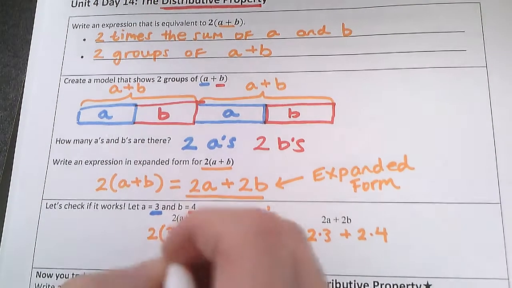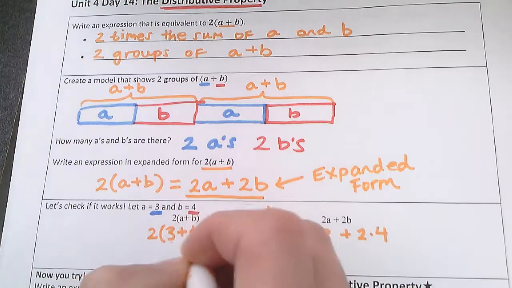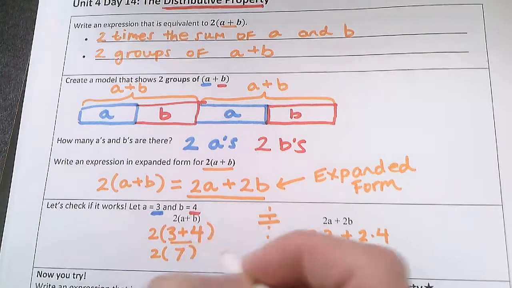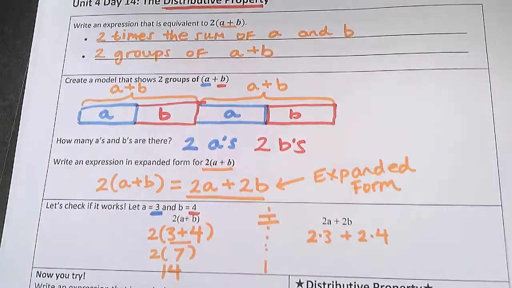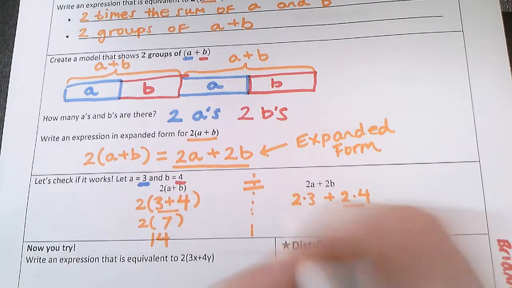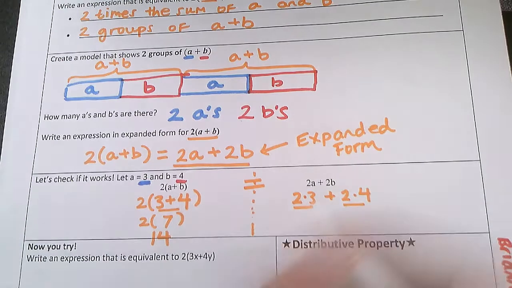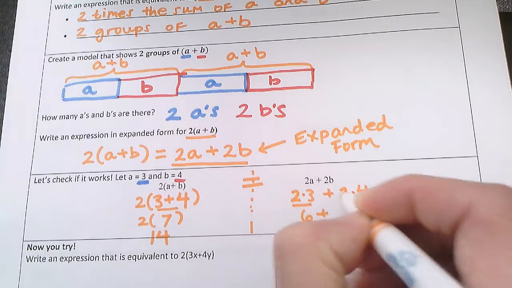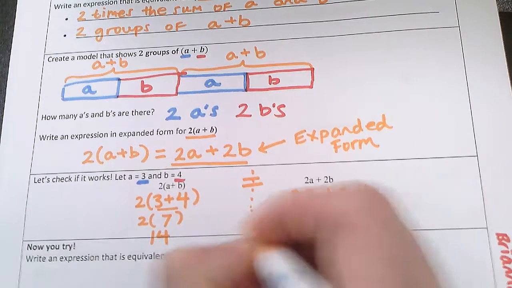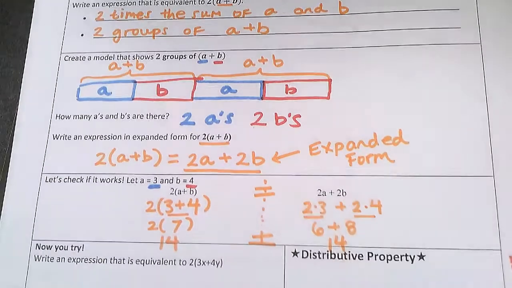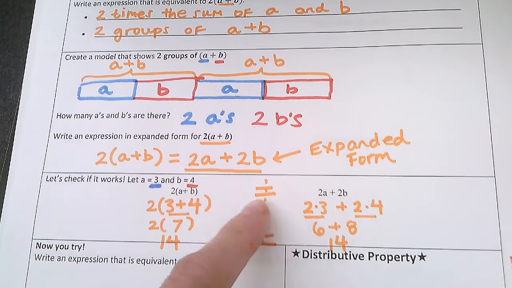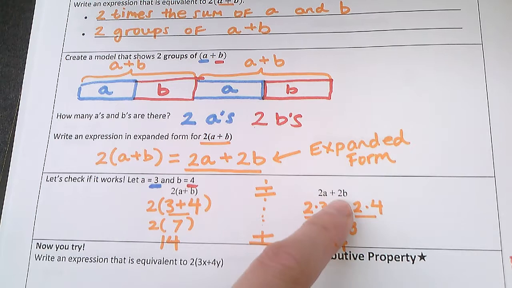Let's see what we got. 3 plus 4, you do the parentheses first. Remember, PEMDAS. 3 plus 4 is 7. So this would be 2 times 7. That gives us 14 on this side. Here, PEMDAS means we do multiplication first, so we would do the multiplication before the addition. 2 times 3 is 6 plus 2 times 4 is 8. 6 plus 8 is 14. 14 on this side, 14 on this side. They are equal to each other. This helps us confirm that 2 times A plus B is the same thing as 2A plus 2B.